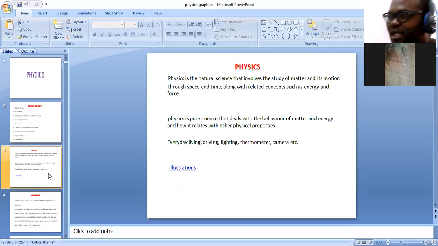So it's going to be a very interactive class. So when I finish a slide or 2 or 3 slides, I should be able to ask us questions. And we'll be answering those questions, and we'll be moving forward from there. So what is physics? Physics is the natural science that involves the study of matter and its motion through space and time, along with related concepts such as energy and force. So I want you to pay attention. After 3 slides, I'm going to ask questions, and I want the whole class to be able to answer.